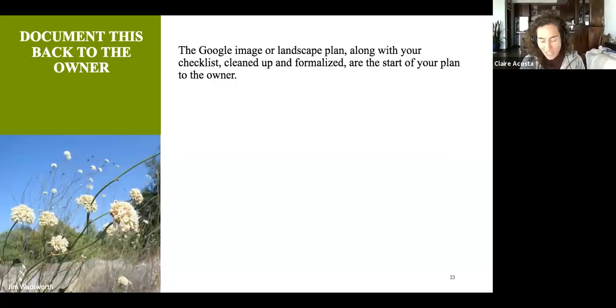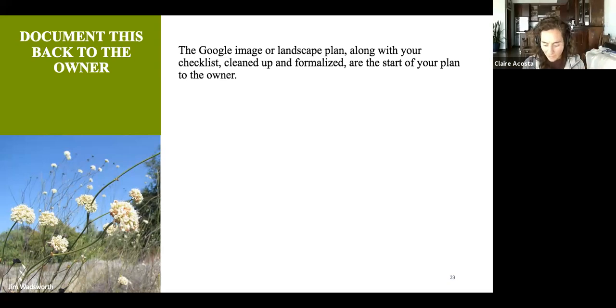Anyway, set those priorities. Definitely do it in writing if you can. Also, document this: you would set the priorities, maybe agree to what you think the maintenance issues are for the site, and once you've agreed to that, you want to document all that back to them. So use that Google image map or whatever, maybe make it nicer, formalize it, or make some kind of landscape plan, or even just your checklist that's more formalized.